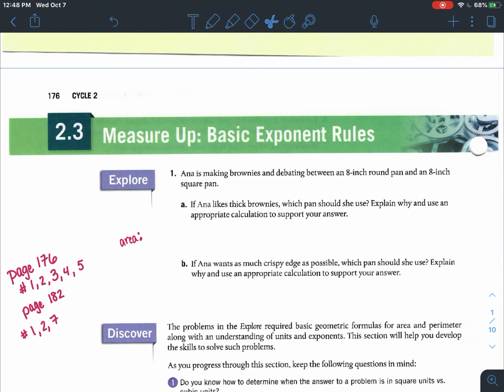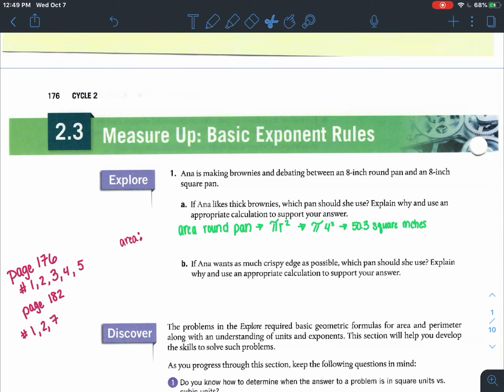So for the area of the round pan, I'm going to calculate area, which is pi r squared. So then I plug in the radius, which is going to be 4. If it's 8 inches, that's actually the diameter of the baking pan. So the radius is 4. Calculate, and I get 50.3 square inches.